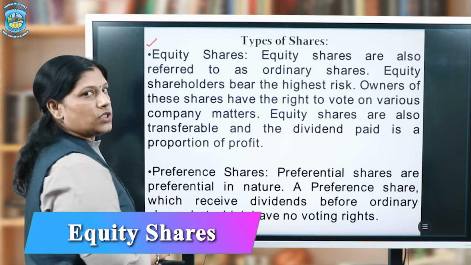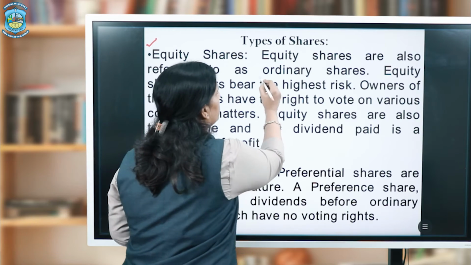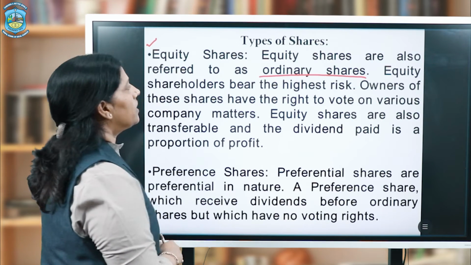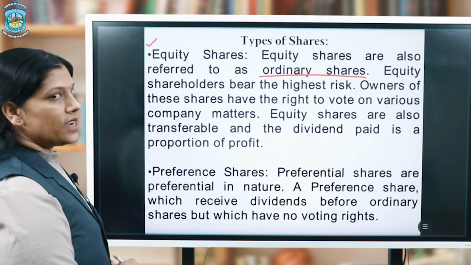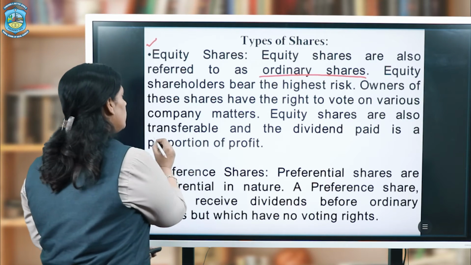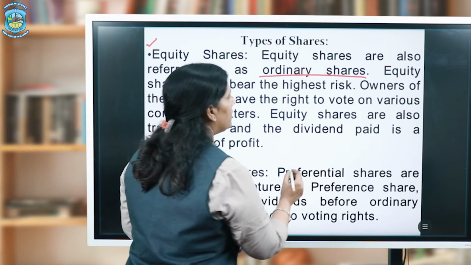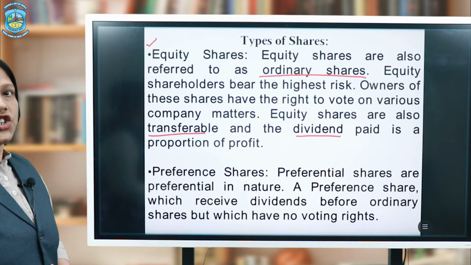The first type of shares which are issued by the company are equity shares, also referred to as ordinary shares. Equity shareholders bear the highest risk. They are the owners of these shares and have the right to vote on various company matters. Equity shares are also transferable and the dividend paid is a proportion of profit being given to the shareholder.